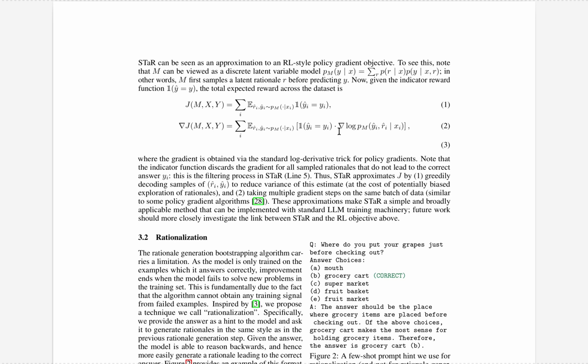Thus, STaR approximates this by, one, greedily decoding samples to reduce variance of this estimate at the cost of potentially biased exploration of rationales, and two, taking multiple gradient steps on the same batch of data, similar to some policy gradient algorithms. These approximations make STaR a simple and broadly applicable method that can be implemented with standard LLM training machinery. Future work should more closely investigate the link between STaR and the reinforcement learning objective above.